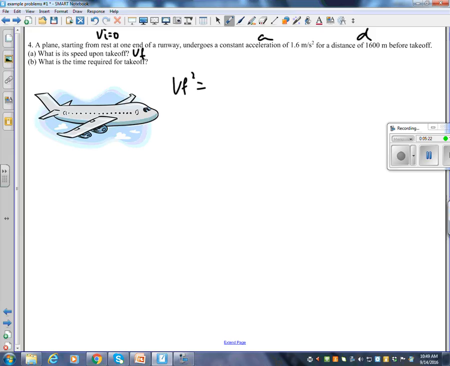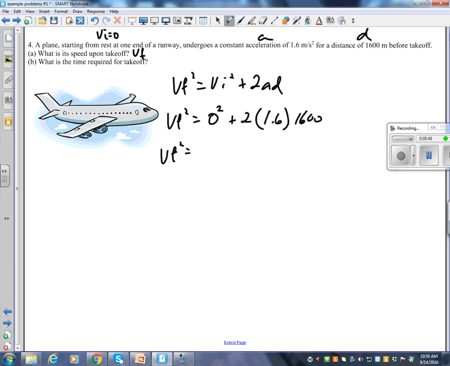VF squared equals VI squared plus 2AD, and I picked this one because Shelby spotted it right away. She said I have to square root the VF, right? So I wanted to do this one so that you would see that. So VF squared, the VI is 0. Do I have to put the squared? Can if you want. 0 squared is still 0. 2 times A, 1.6, 1600. So VF squared is 2 times 1.6 times 1600, which is 5120? Okay. So to get VF, what do you have to do?